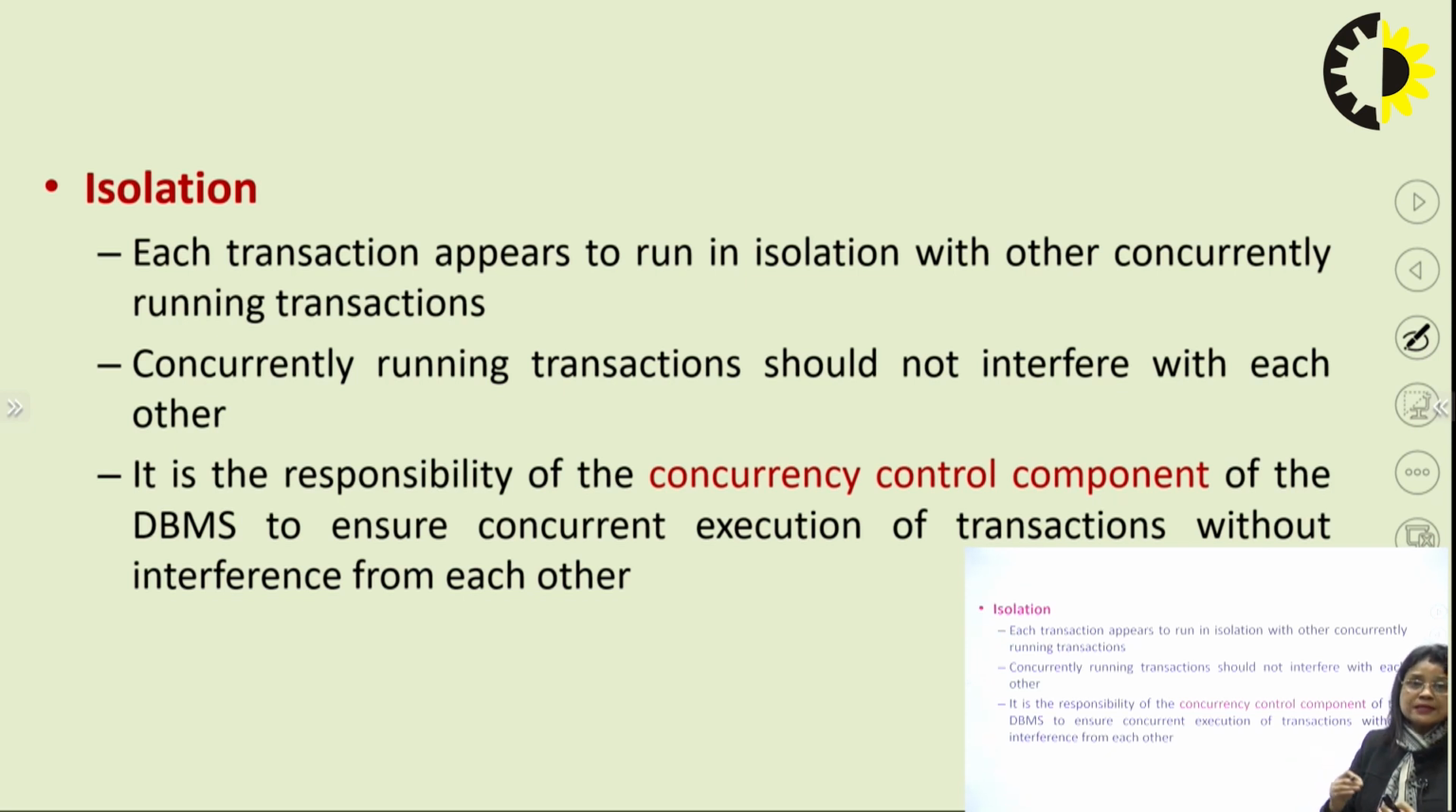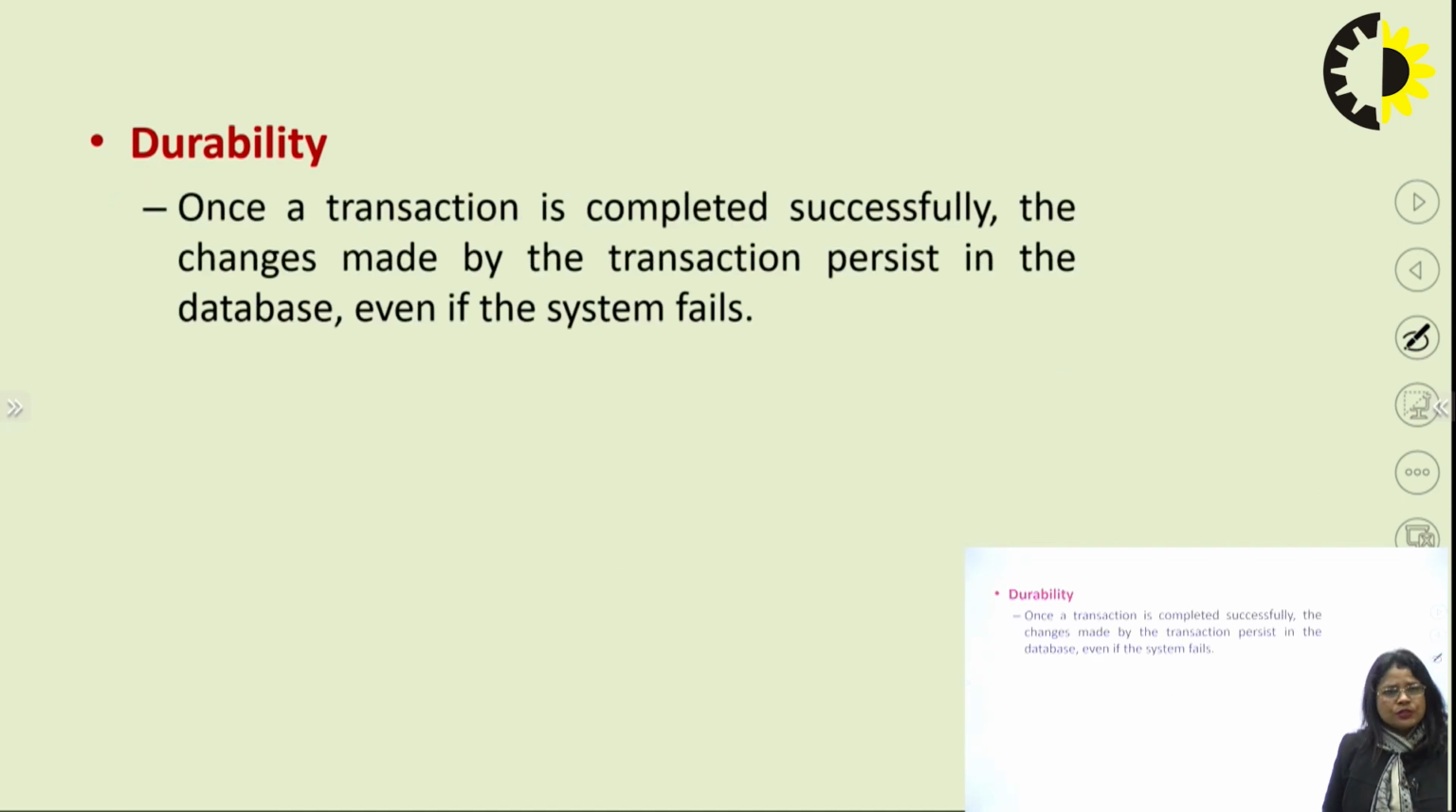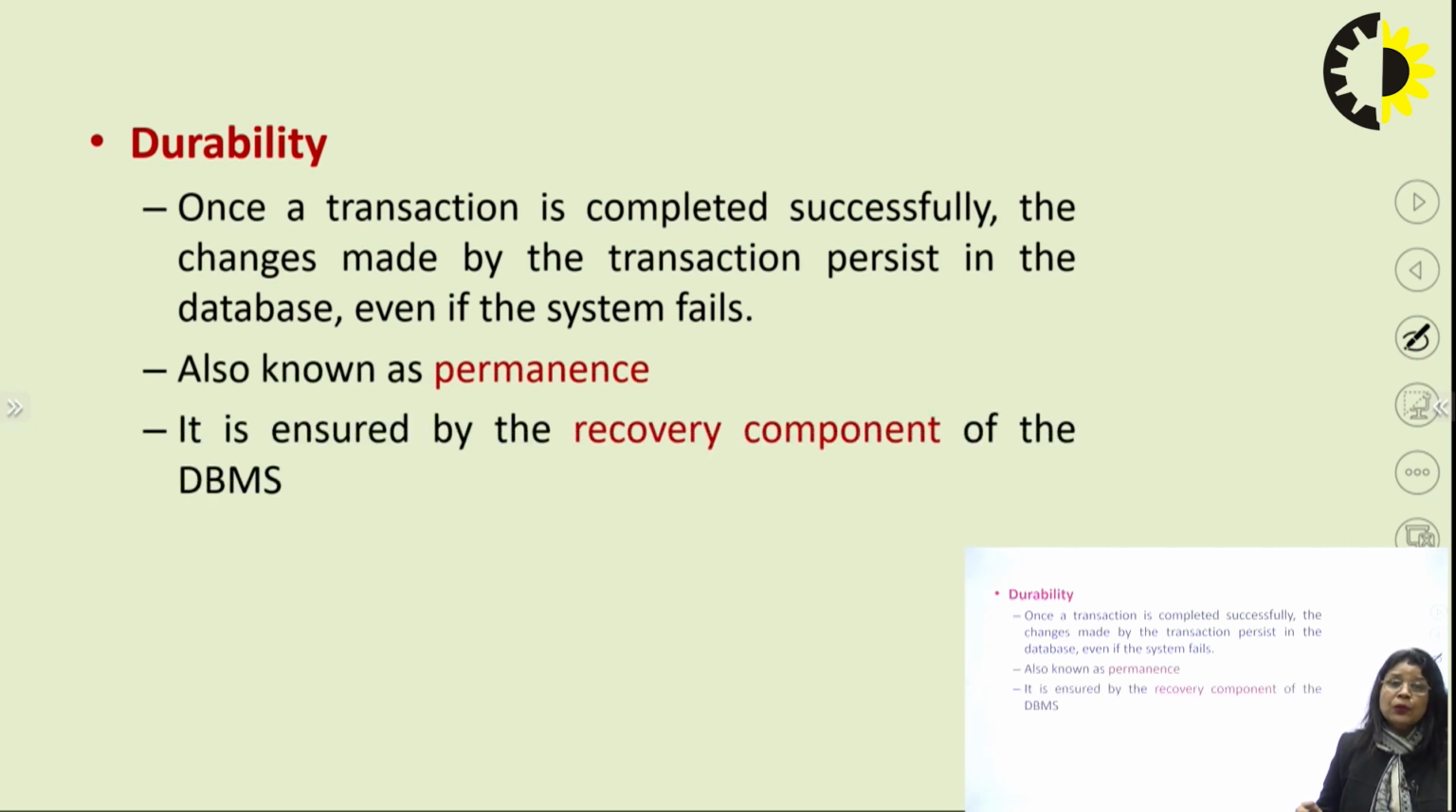interference from each other. So who is responsible to maintain this property, known as isolation? The concurrency control component of the DBMS, right? This is very important. We need to understand the ACID properties, as well as who is responsible for maintaining each particular property. Now the last property is durability.